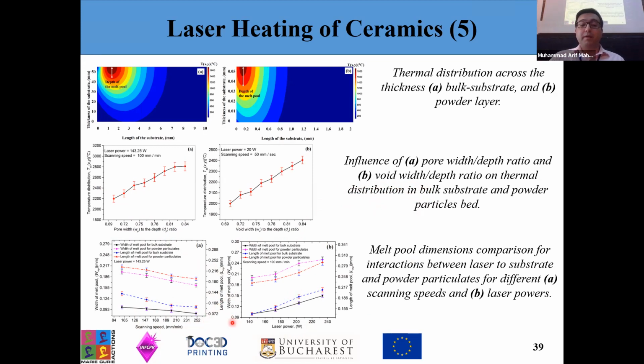And the last figure shows the correlation between the scanning speed and the width of the melt pool and the depth of the melt pool, and the laser power respectively. So we can see that as we are increasing the scanning speed, the width and the length of the melt pool are both decreasing due to lesser laser to material interaction time. And when we are increasing the laser power, we can see that the width and the length of the melt pool are increasing due to higher laser energy density to material interaction.